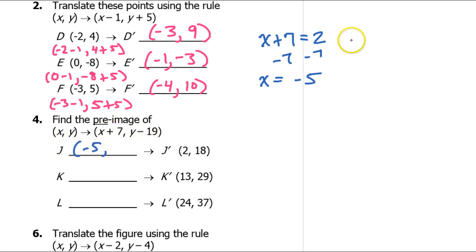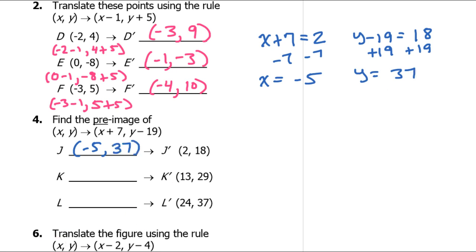And then the y minus 19 part must equal 18. So to get y by itself, I'm going to add 19 to both sides. So that's going to give me y is equal to 37. Okay, so 37 goes right here.